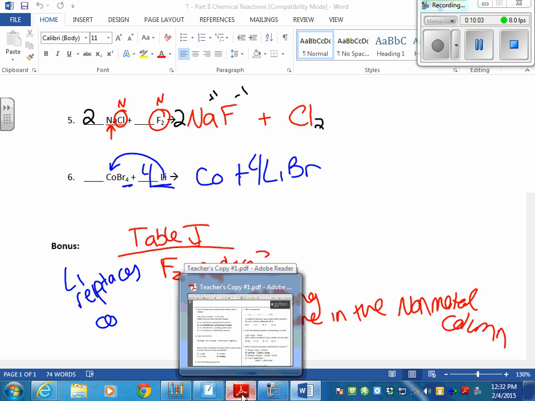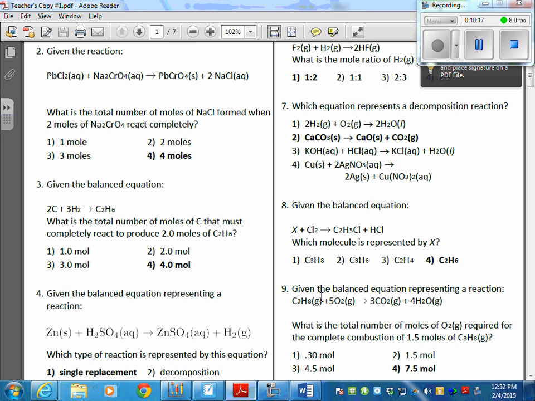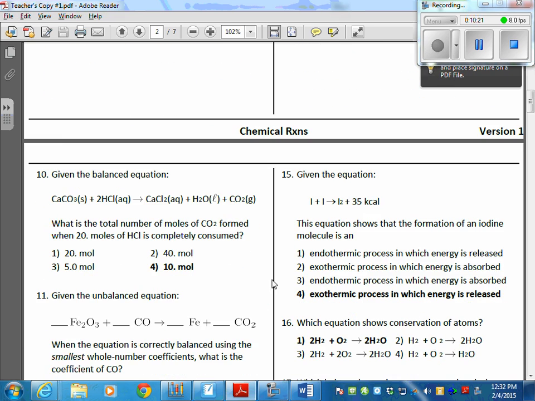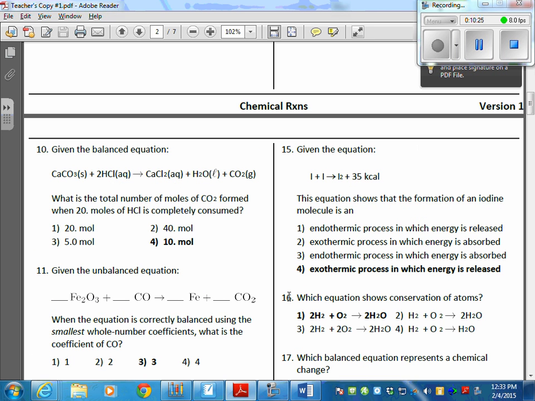exothermic reactions. This is a copy of the test. You should have the answers of the ones that you got wrong. Some of the ones that were most commonly missed. Let's talk about those, and then we'll be all set. Let's see. Where is that example? Number 15 up here was a very commonly missed one.